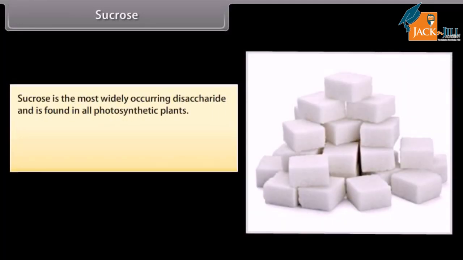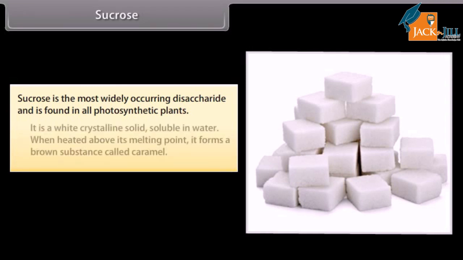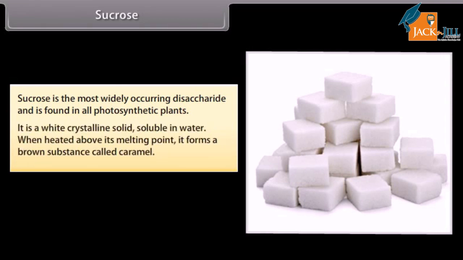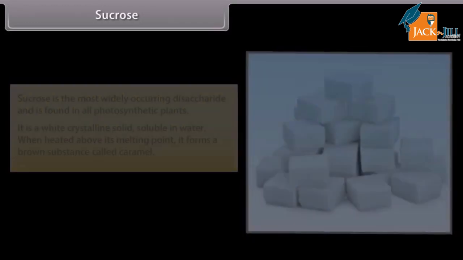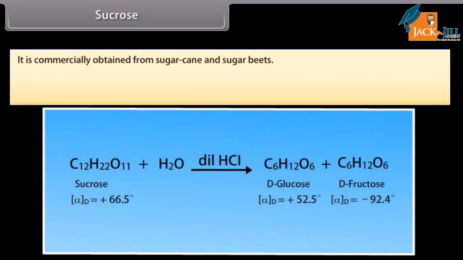Sucrose. Sucrose is the most widely occurring disaccharide and is found in all photosynthetic plants. It is a white crystalline solid and soluble in water. When heated above its melting point, it forms a brown substance called caramel. It is commercially obtained from sugarcane and sugar beets.